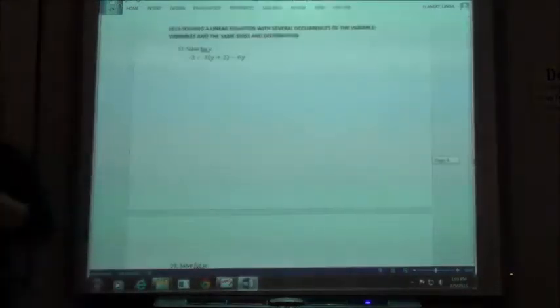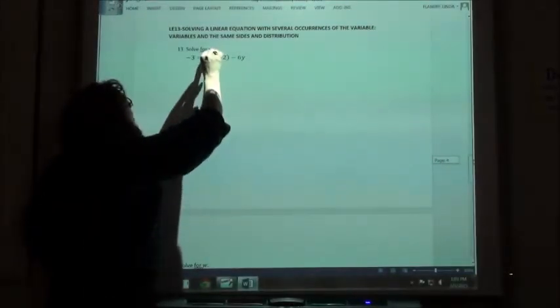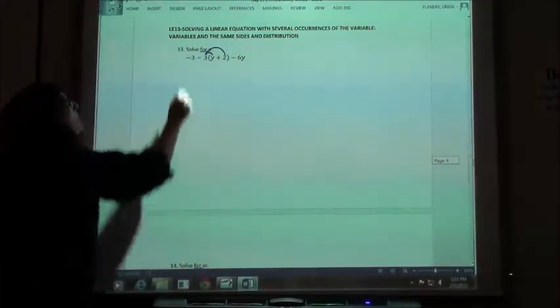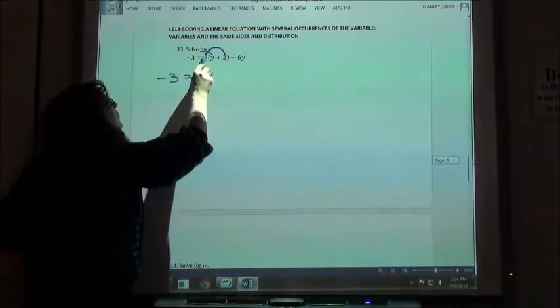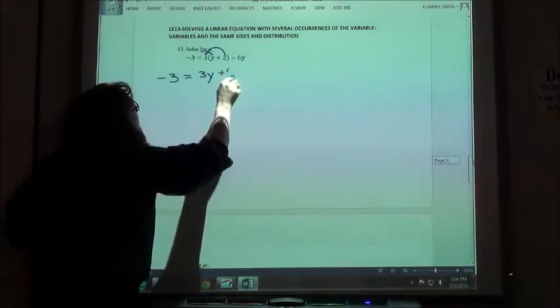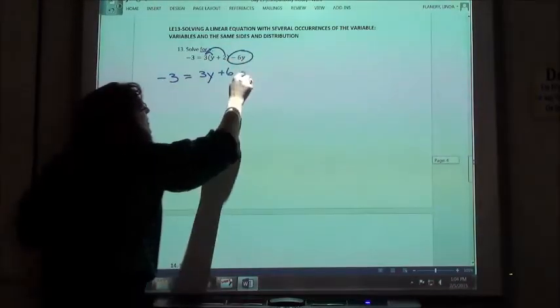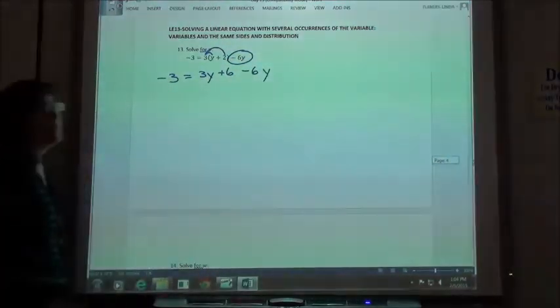Okay. I want to get rid of the parentheses first. That's going to be my first step. I'm going to take the 3 times the y and the 3 times the 2. So I'm going to have negative 3 equals 3y. 3 times a positive 2 is plus 6. That guy there's not in the parentheses, so we just bring him down.